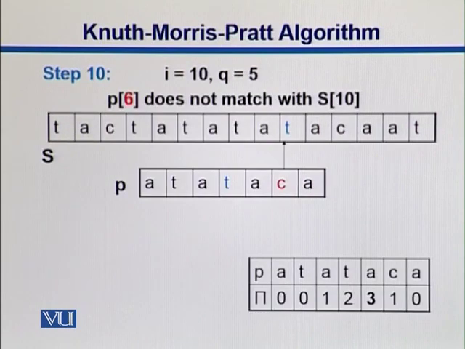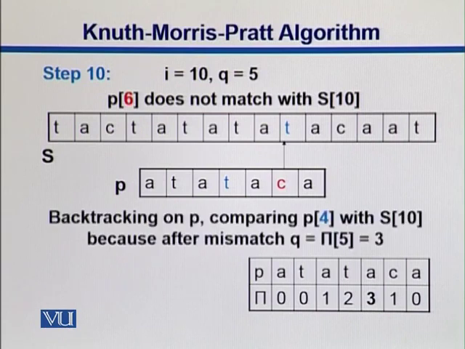Okay guys, so here we got another situation where p of 6 does not match with s of 10. So what to do then? We need to look down and look into this pi value. So we need to do backtracking. So backtracking on p, comparing p of 4 with s of 10.